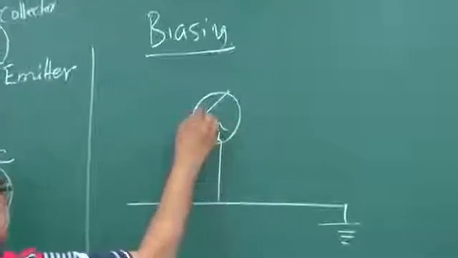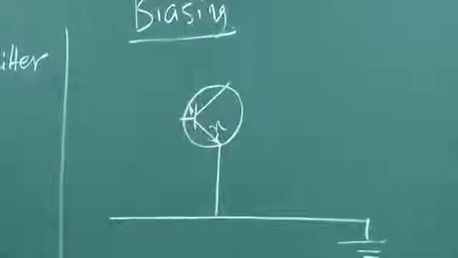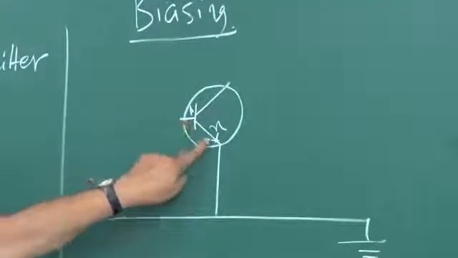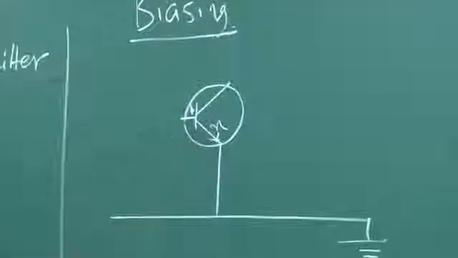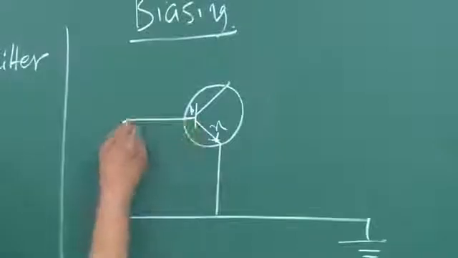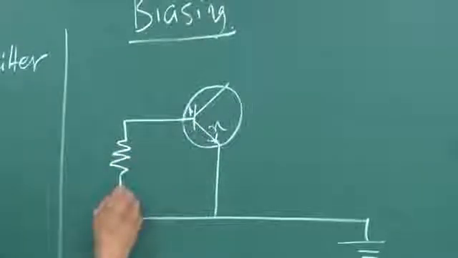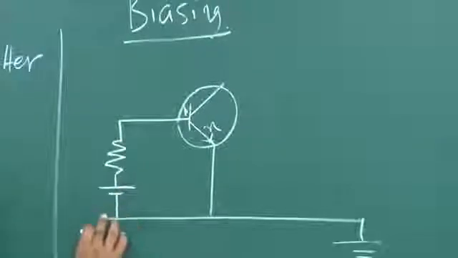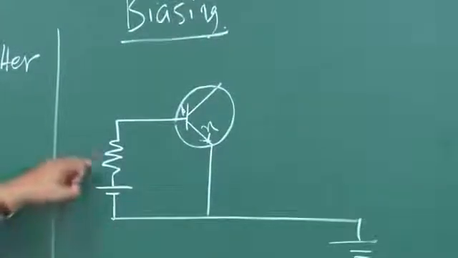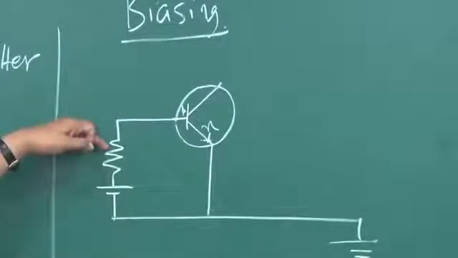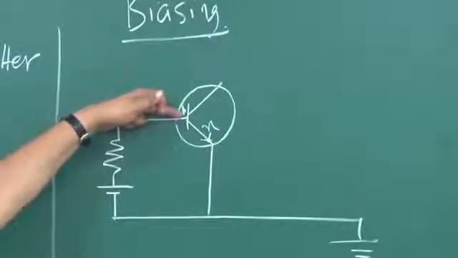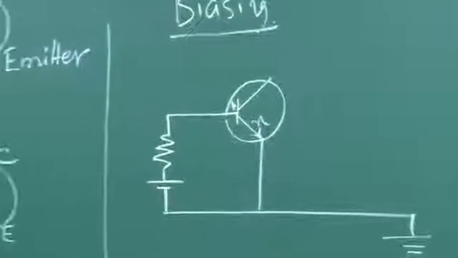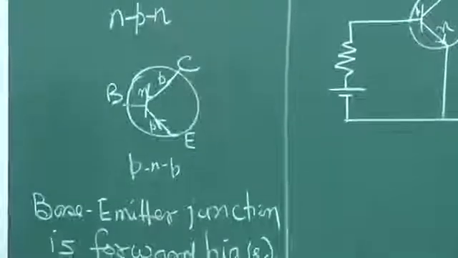So, this is N and this is P, and this should be forward biased. That means this should be at a higher potential than the emitter. So, that is the forward biasing. So, if I bring it here, put a resistance and then put positive of the battery with this, so that this is at a higher potential as compared to the emitter. So, the base emitter junction is forward biased.